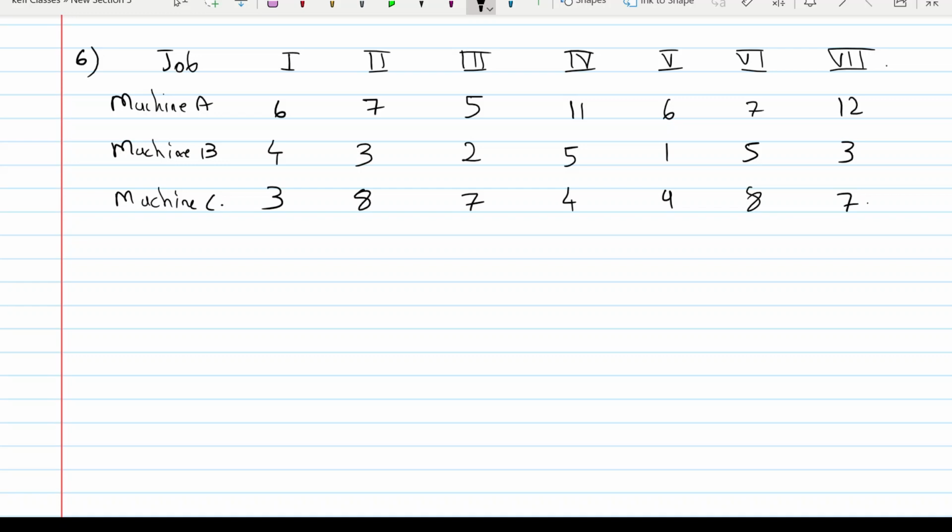Now when there are 3 machines, there are certain conditions that need to be satisfied, and underline this in your book also, because you will forget it many times.